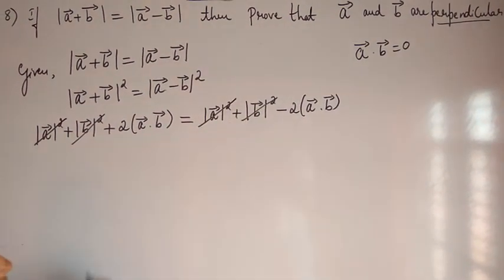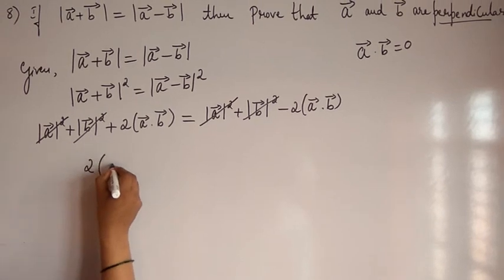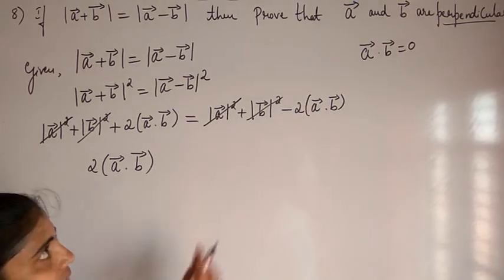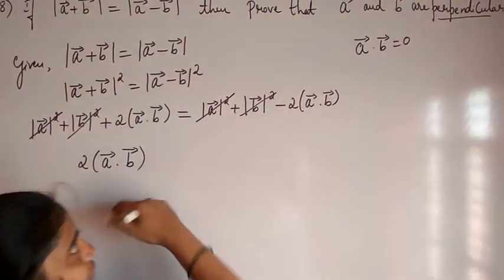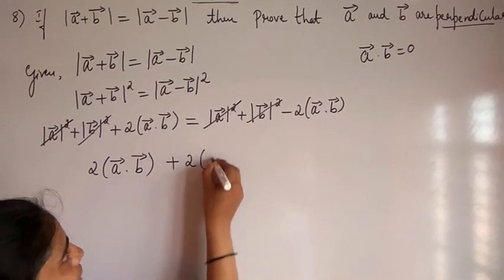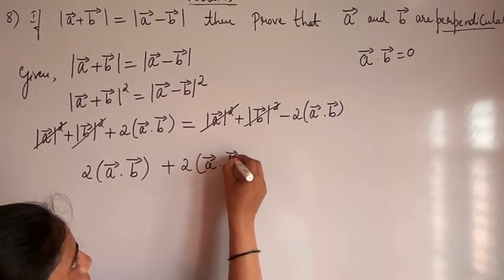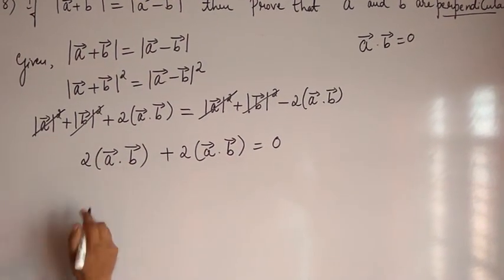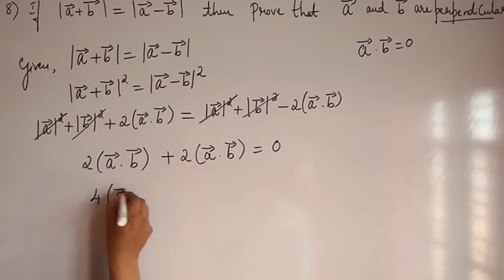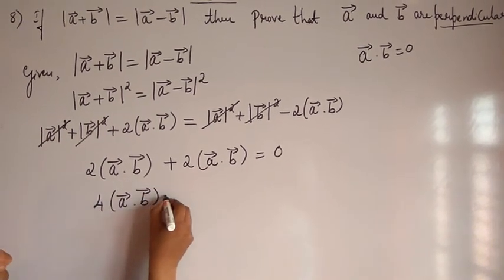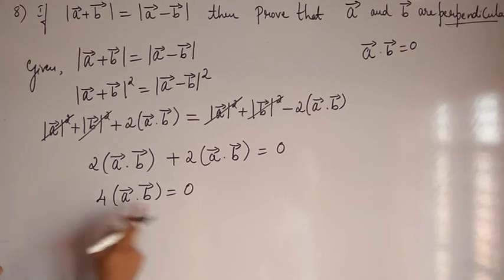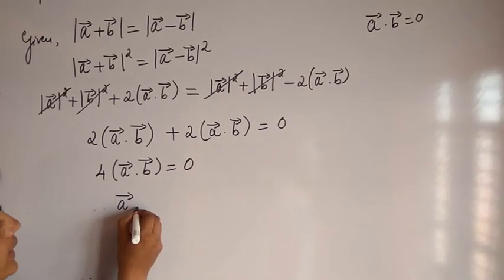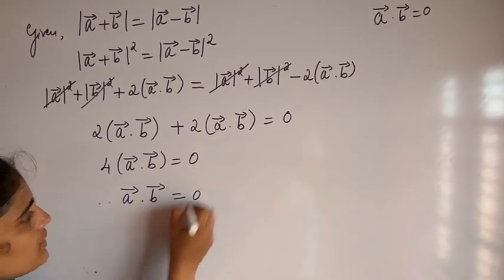Okay. So here magnitude of vector A whole square gets cancelled. Magnitude of vector B whole square gets cancelled. So on the left side we get 2 into vector A dot vector B. Take this minus 2 into vector A dot vector B to the left hand side, it becomes plus 2 into vector A dot vector B, equal to 0. So here we are getting the same terms, 2 plus 2 is 4. 4 into vector A dot vector B equals 0. If we take this 4 to the right hand side, it becomes 0 by 4, which is 0. Therefore, we get vector A dot vector B equals 0.